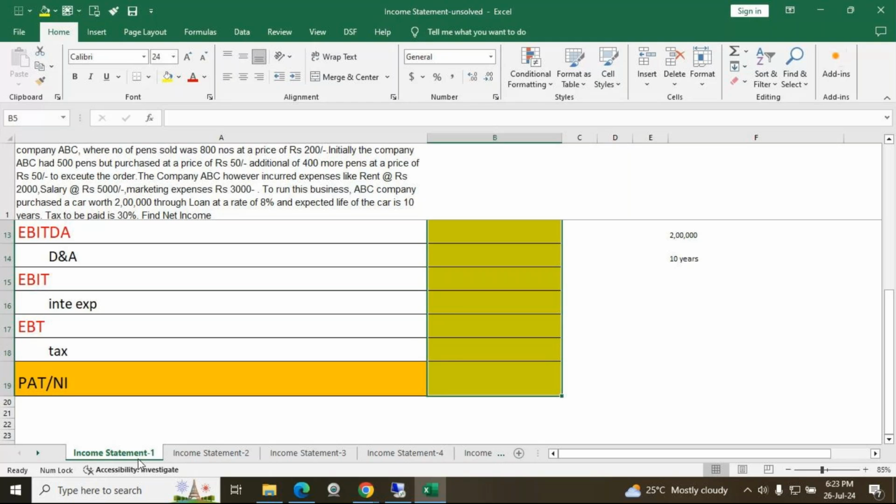Indirect income, or non-operating revenue: if we've made an investment somewhere and we get a dividend, or we've lent a loan and we are getting interest on it, it is not related to the business but is outside the business. So we're getting income. Very good. Then indirect expenses, or non-operating expenses.